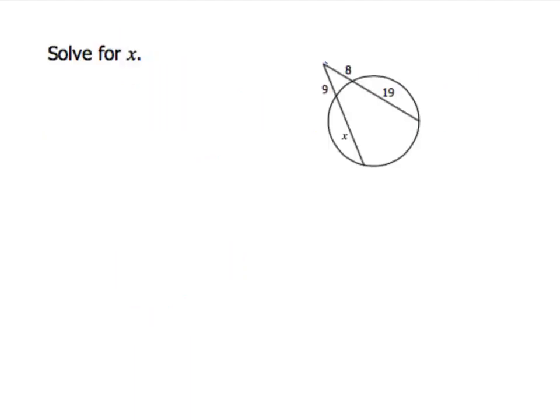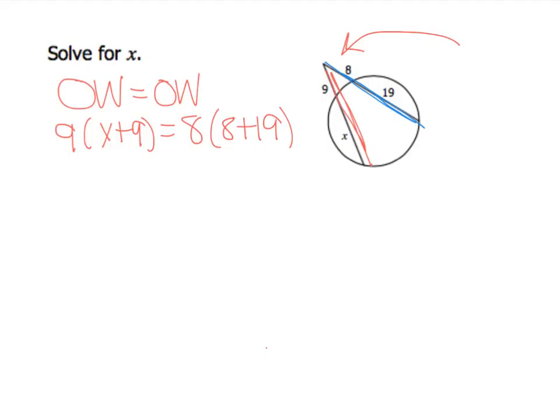Start by coloring in our segments, one segment red and one segment blue. After that, we notice that these segments are outside and inside the circle. So we write down the blue on one side and the red on the other side. Let's go. We start with our OW equals OW. We go with outside. Notice that 9 is on the outside and notice that 8 is on the outside.